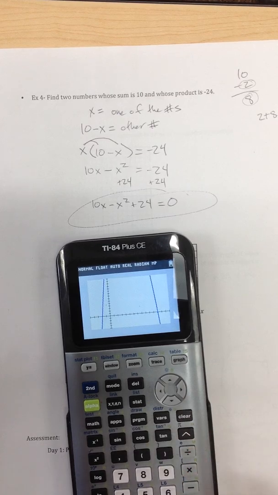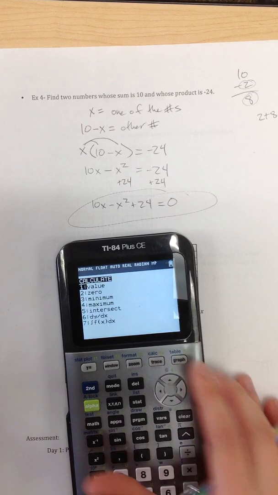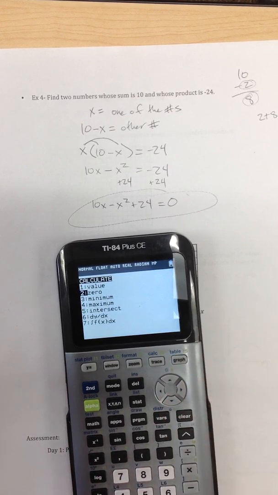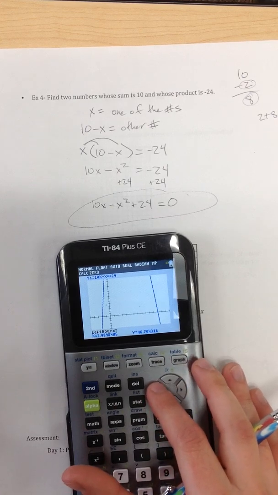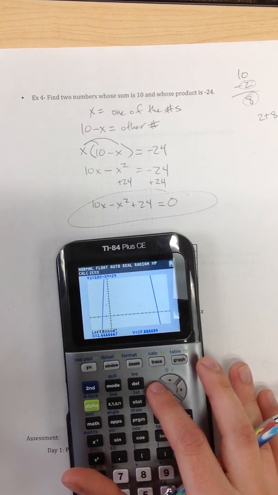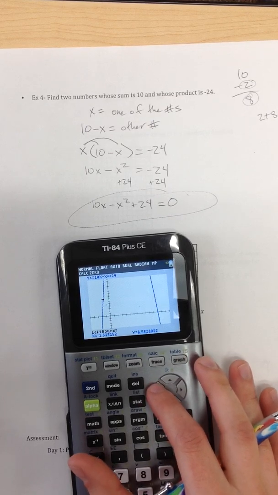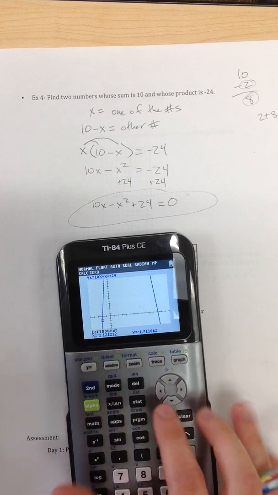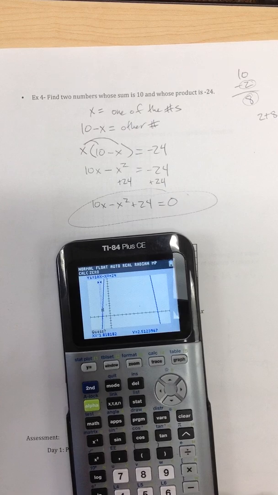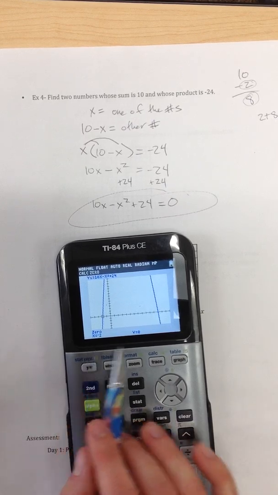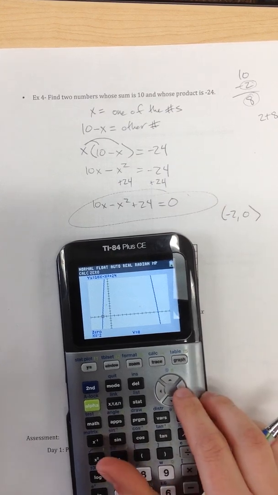Now we want to figure out where those spots are that it's going to cross. So we go second, trace button, down to 0, click enter. We've got to find our little cursor guy. There it is. Okay, so now we want to be on the left side of this one here. So we click enter. Now we want to be on the right side of it. Enter, enter again. So we get negative 2, 0, so negative 2, 0 as one of our solutions.